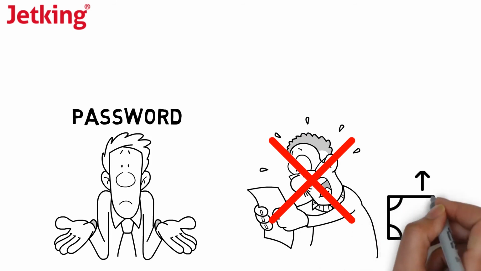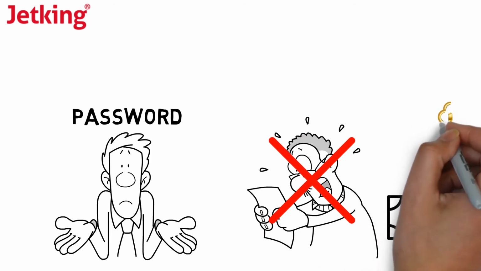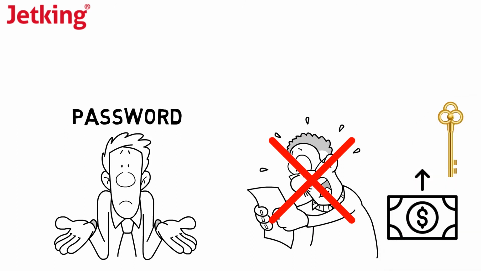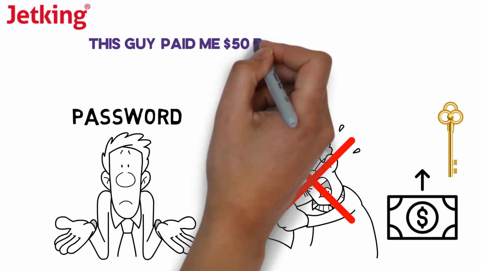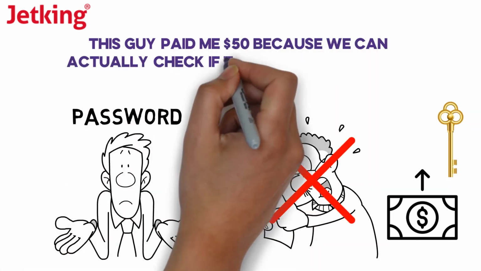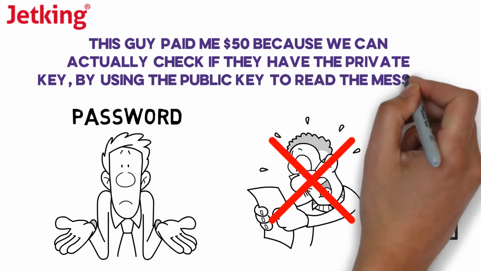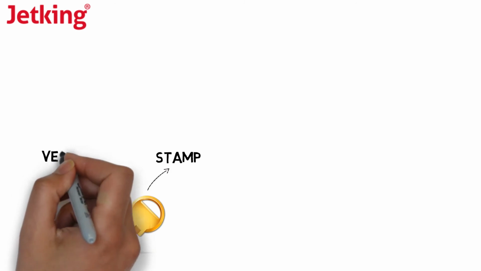So when you send some money on a blockchain, you use your private key to sign that you actually want to send that money. This way, other people can't say this guy paid me $50, because we can actually check if they have the private key by using the public key to read the message. So think about it like this. You use your private key to stamp a transaction, and other people use your public key to ensure that it was actually stamped by you.